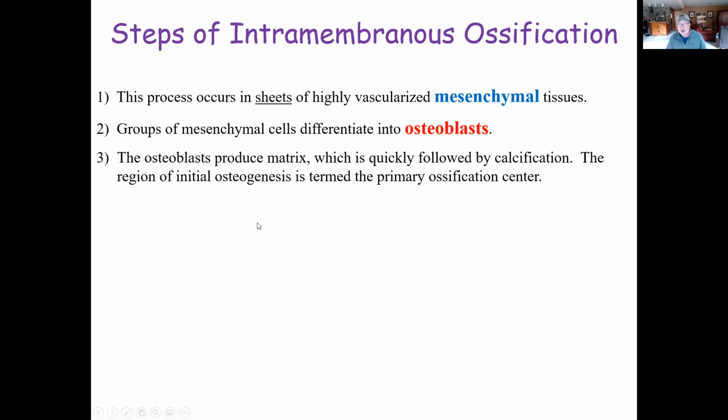And something called a primary ossification center begins. And it's from here that the bone will radiate out. The formation of the bone will radiate out from between those sheets.